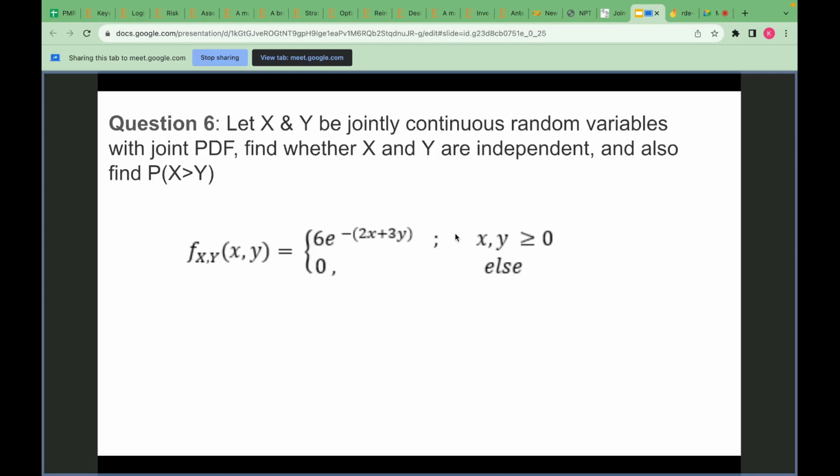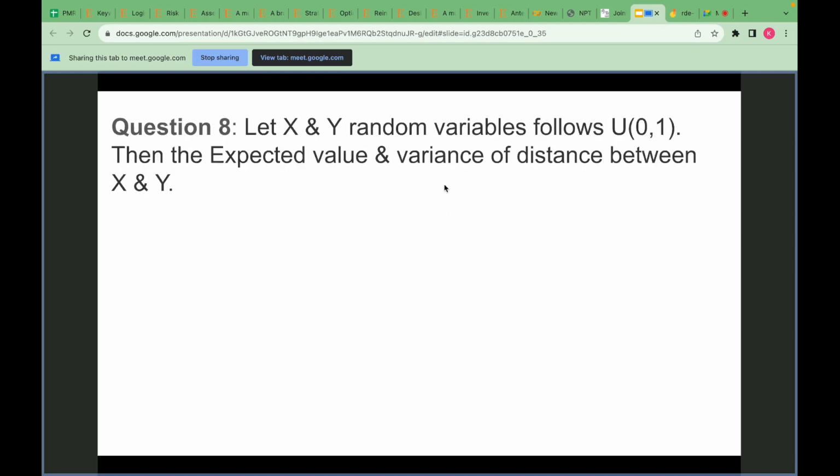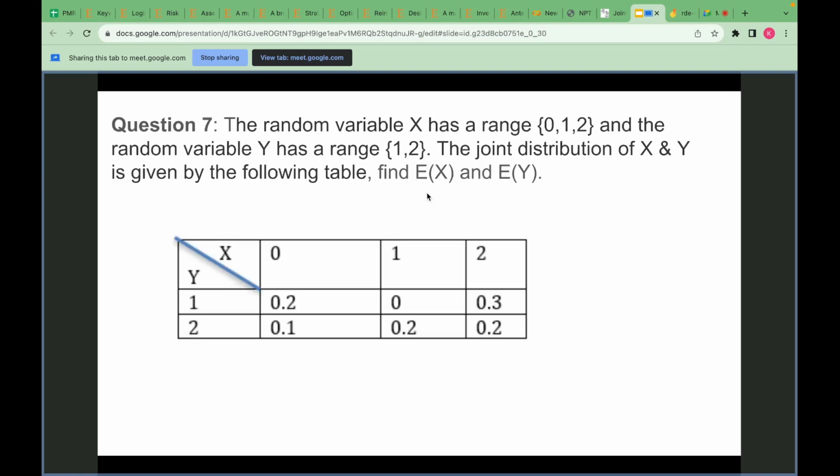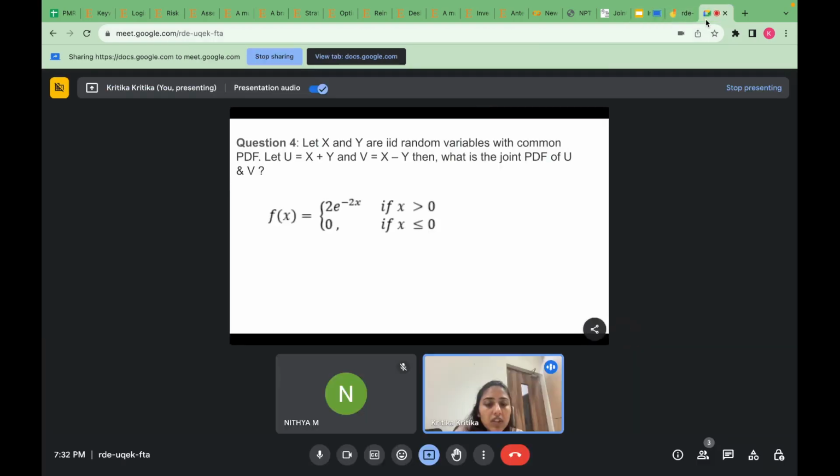So try to go through all these questions again, and we will discuss this question in the next class, because the professor will cover this concept in the next session, next week, so we will discuss it then. If you have any problem, feel free to discuss it in the next class.